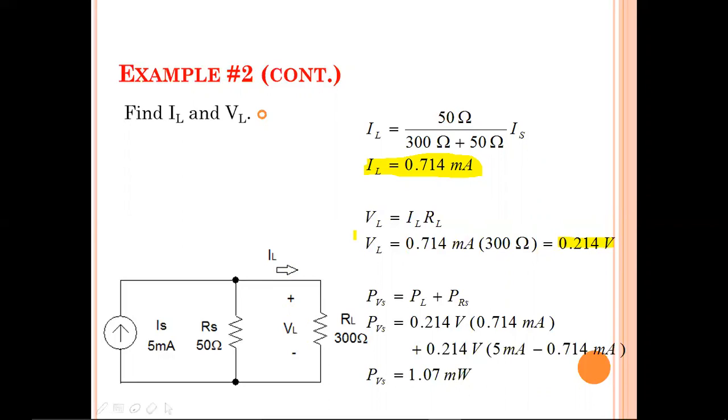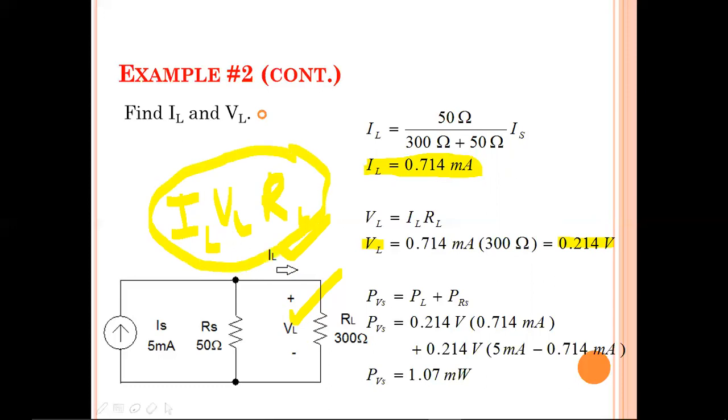Then finally you got the current, and you got the voltage. Based on this, the values of IL, VL and RL are fixed. You should not vary IL, VL and RL. These values are fixed. Even though you are converting voltage source to current source or current source to voltage source, these three values are fixed.